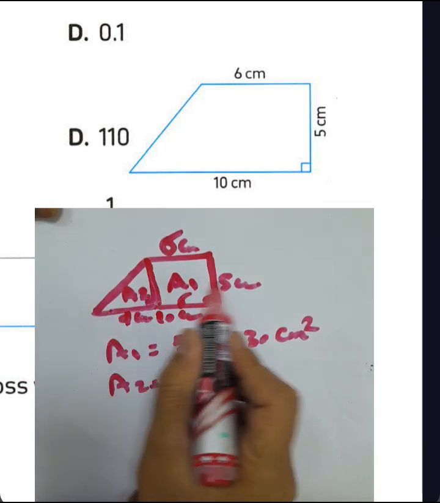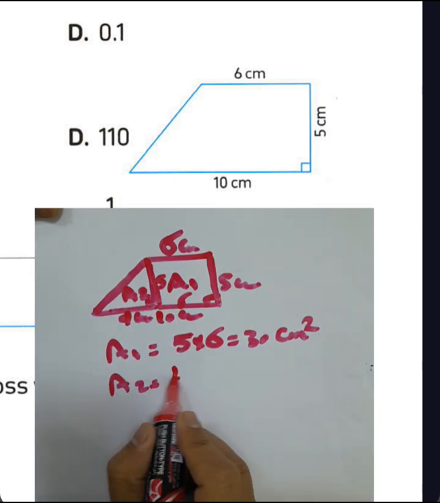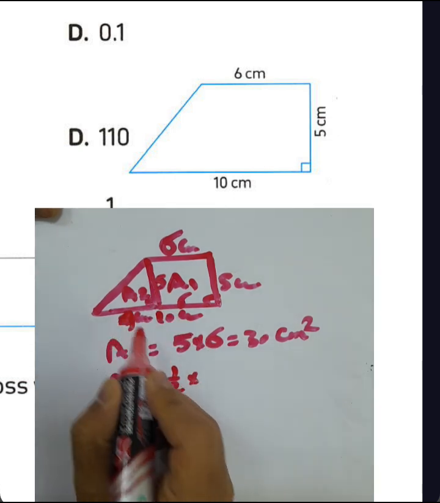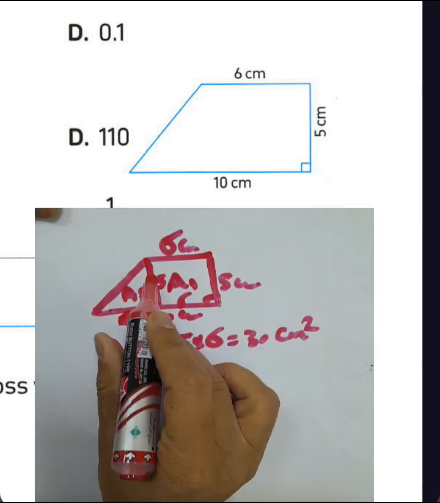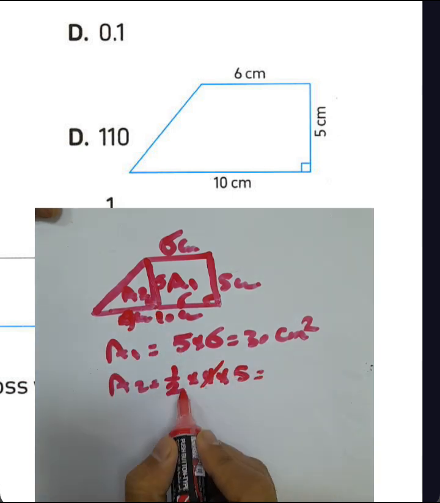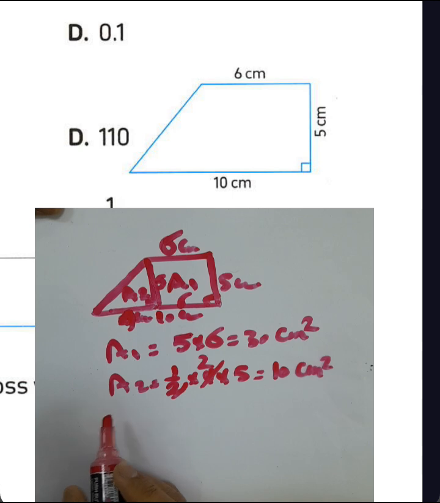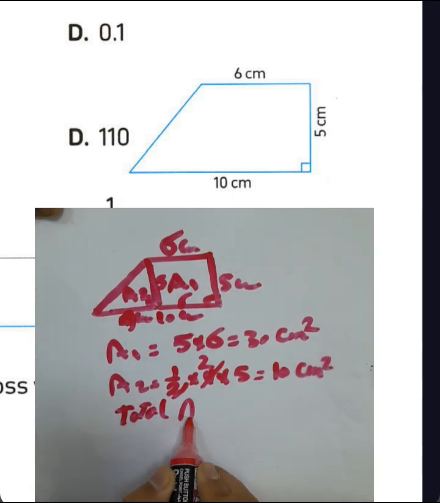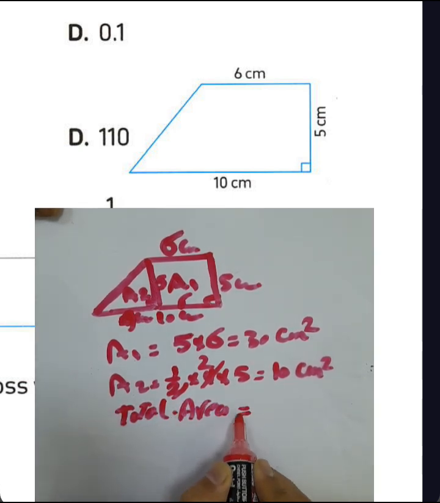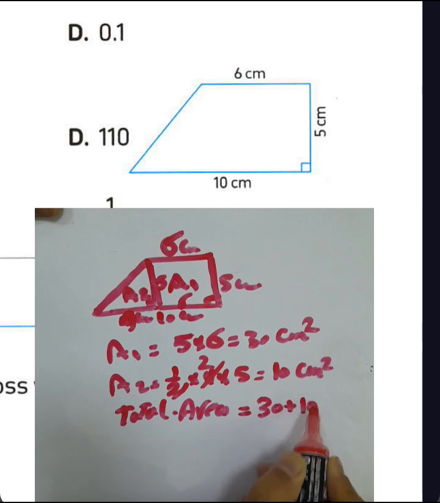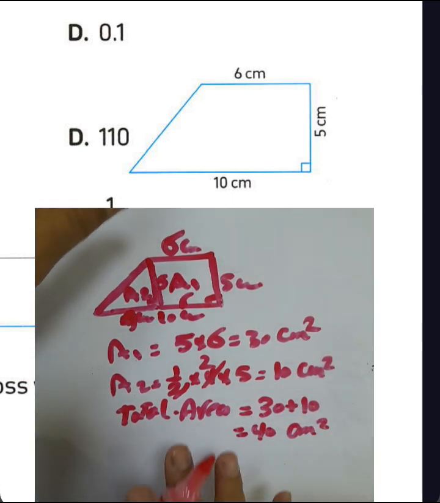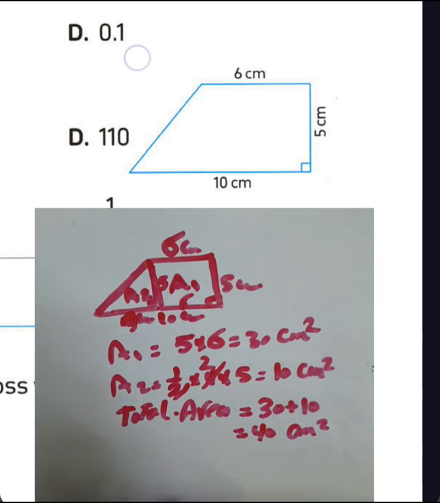And opposite it is this 5 centimeter. Area 2, right, half times 4 times 5. Half of 4 equals 2. 2 times 5 equals 10 square centimeter. Then the total area will be 30 plus 10, it will be 40 square centimeter. As you like, we can solve by this method or the last method.